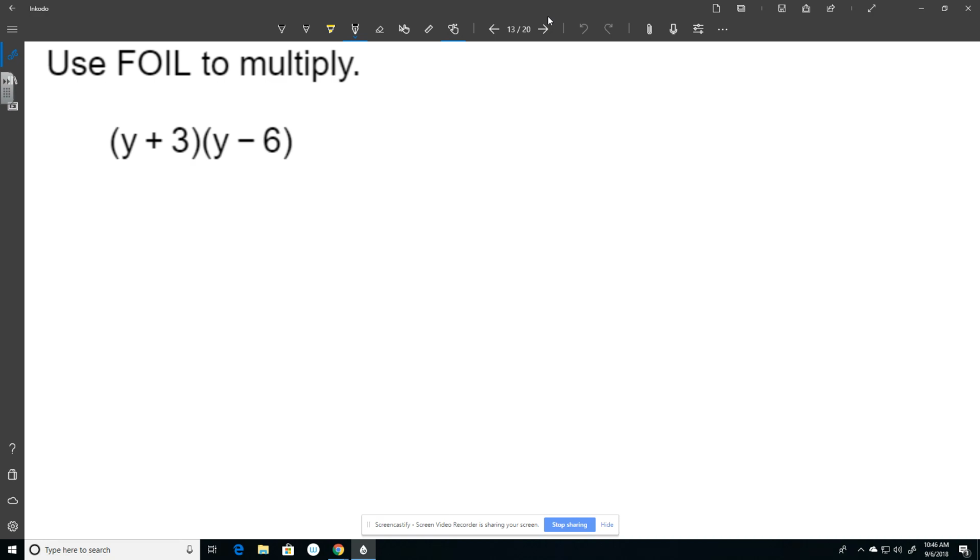All right, 13, use FOIL to multiply. If you don't like using FOIL, you're more than welcome to use the box, the table method, but I like using FOIL. It's a term that hopefully you get really familiar with this year. So the first thing we do is multiply everything in this parenthesis by everything in this parenthesis. And FOIL helps us remember how to do that.